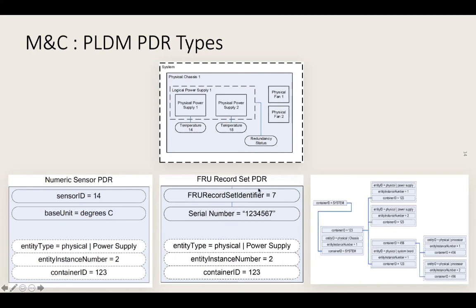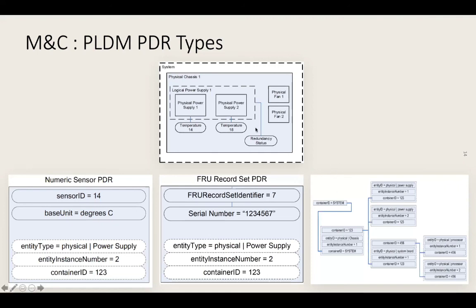There is a FRU record set PDR as well, associated with the power supply. Basically there's an EEPROM somewhere that has information that would have a PLDM FRU format stored on it. The FRU format will have one of the fields as the FRU record set identifier, which shows up here. That would let firmware map the FRU table to the PDR, to help determine what type of FRU the FRU information is related to.